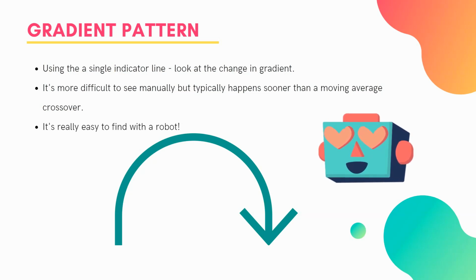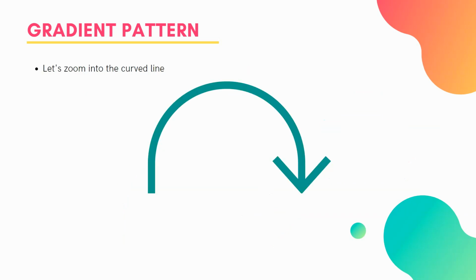This is where our advantage as robotic traders comes in. You're going to find this sooner. This is our advantage. We can see this, whereas for manual traders, this is a difficult thing. So let's zoom into a curved line. We've got a curve there, our curved arrow. We're going to zoom in.